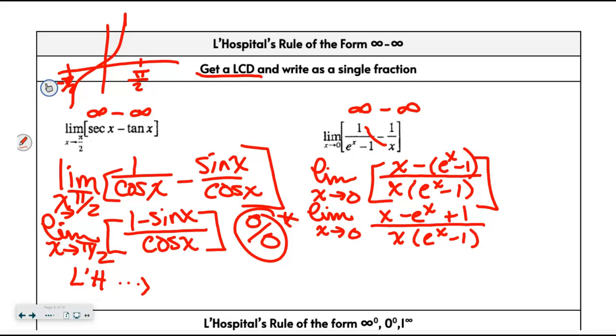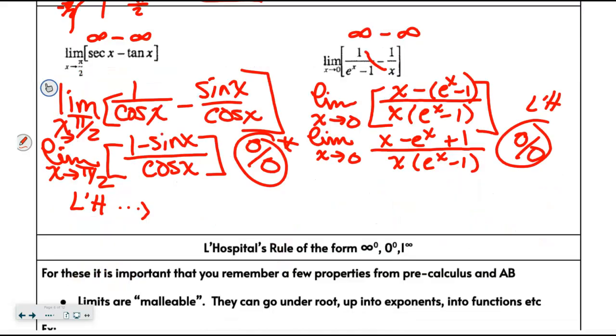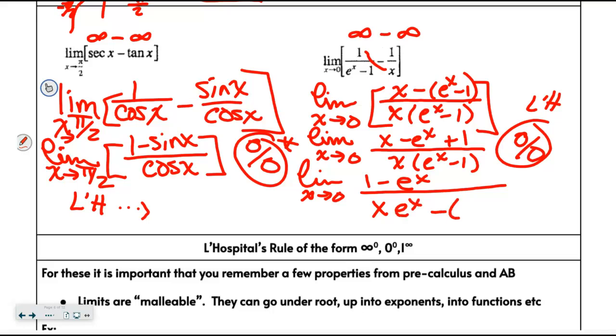Can I? What does the top go to? 0, right? It'd be 0 minus 1 plus 1. The bottom also goes to 0. So I'm going to go, oh sweet, 0 over 0, L'Hopital. But something happens with this one, so I'm going to take this one a little bit farther. So when I L'Hopital it, I'm going to do 1 minus e to the x over, what rule do I have to use on the bottom? Product. So I got first d second plus second d first, and d first is 1.